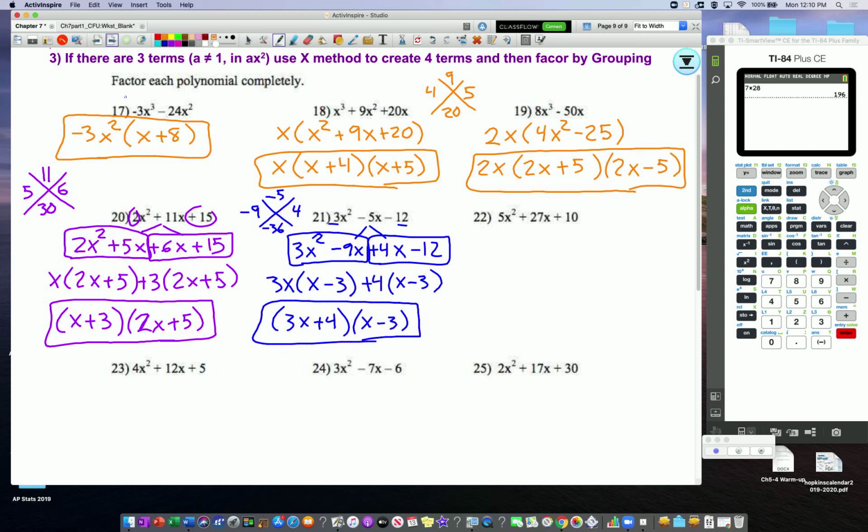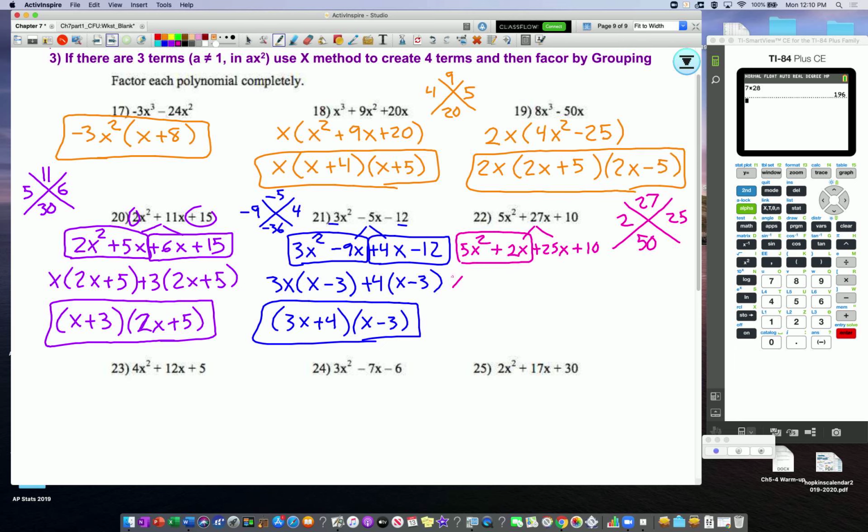All right, just like that. Let's do the last one. 5 times 10 is 50. Factors of 50 that add up to 27. 2 quarters make 50 cents, and 2 plus 25 is 27. So I can go 2x, 25x. Bring down the 5x squared. Bring down the 10. So now let's factor by grouping.